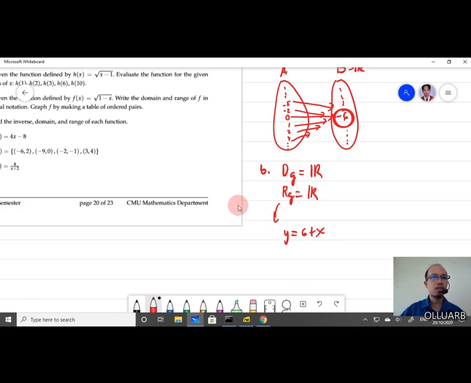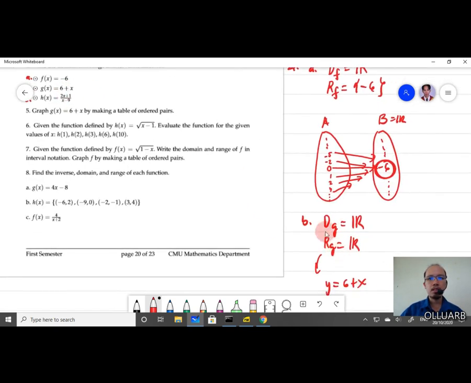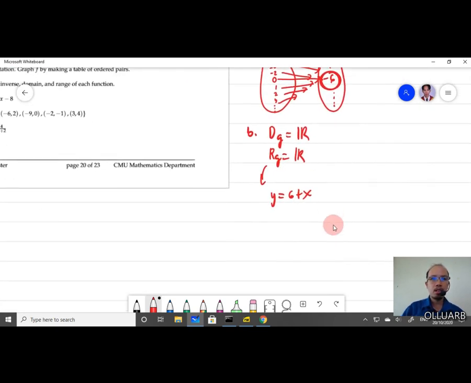Okay, so let's wait for the program to respond. 6 plus x. So interchange the roles of x and y. So we have x is equal to y minus 6. As you can see here, there's no y in the denominator. Okay, this is always defined for all values of x. So therefore, the range is the set of real numbers.